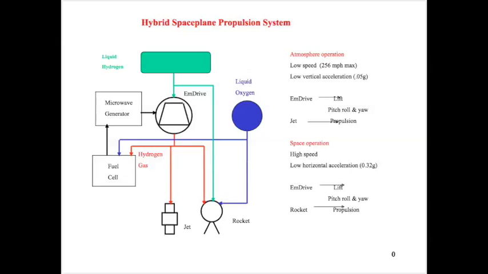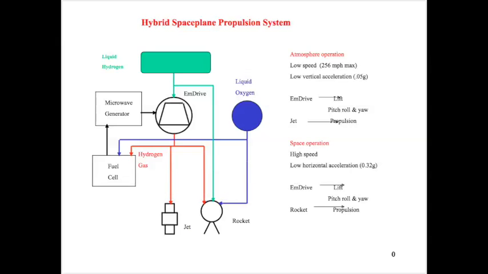So we're talking about a typical atmospheric operation of probably only reaching a maximum speed of around 250 miles an hour. We're going to have very low vertical acceleration of the order of 0.05 of a g. That's about half a meter per second squared. EmDrive will be used to provide the lift, but also the pitch and roll and yaw control, and we will use a jet for propulsion. Now, this is in the atmosphere.